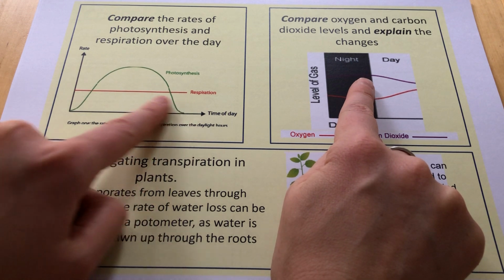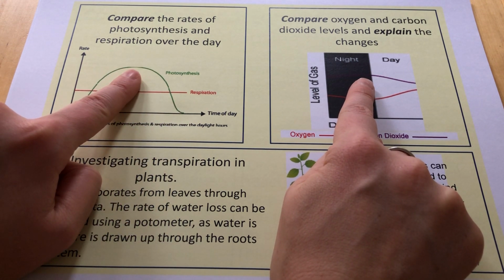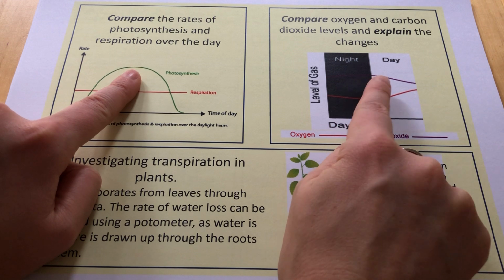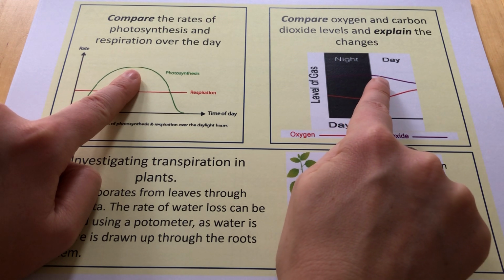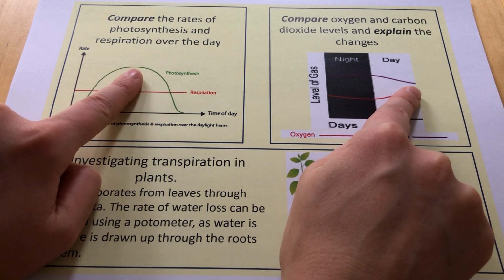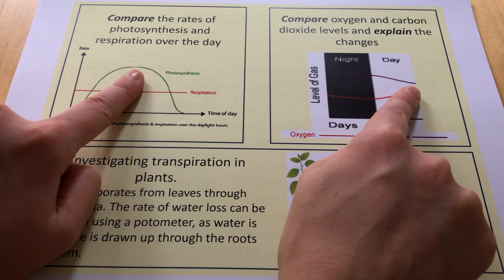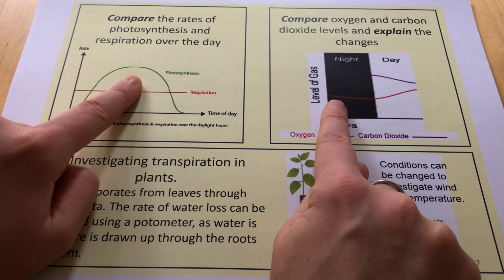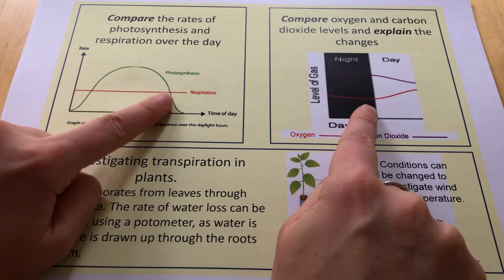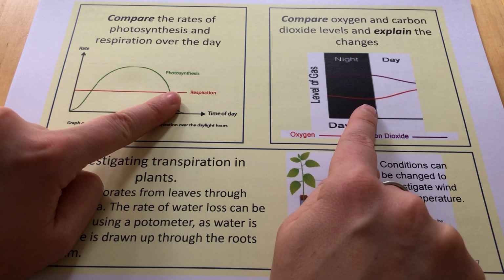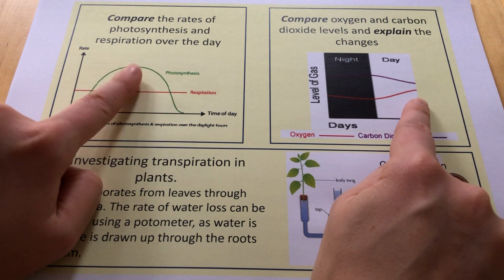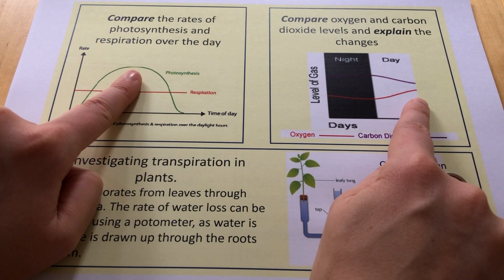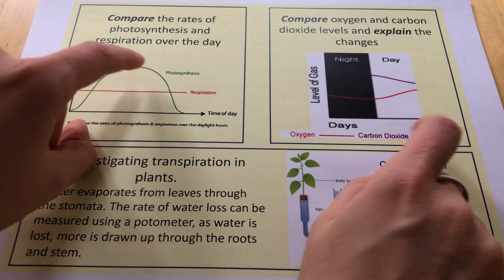In the daytime, we see a lot more photosynthesis, so therefore, the carbon dioxide levels are going to go down because photosynthesis uses carbon dioxide. Looking at the oxygen line, at night time, that oxygen is reduced. It's being used up in respiration and it's being produced in the daytime because there is extra photosynthesis going on.